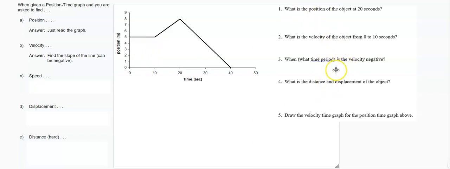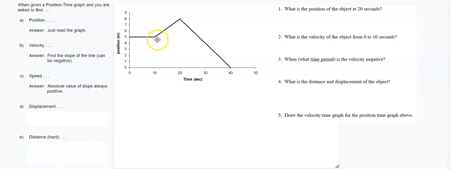This question doesn't ask you for it, but sometimes you'll get questions that say how fast, or what's the speed of the object. That's related to velocity, except it's the slope and it has to be positive. So it's always the absolute value of the slope. So the speed of the object from 0 to 10 seconds would be 0.